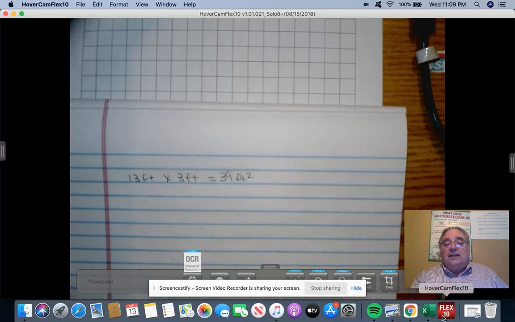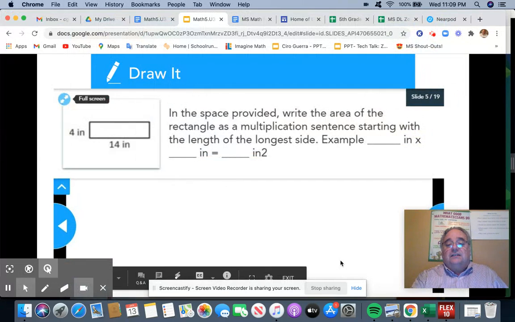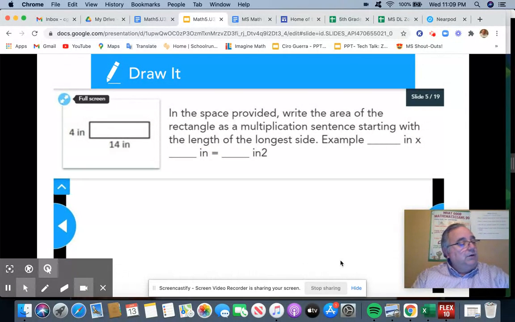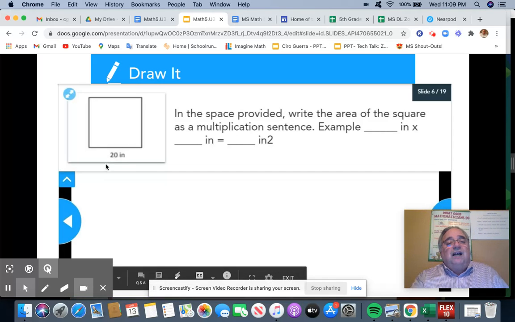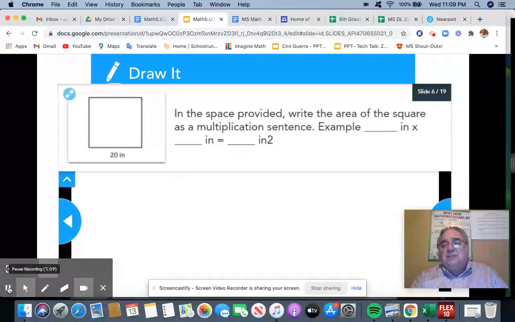All right, so the next one is 14 times 4 equals 56 inches squared. Now this one I am going to need some help because I couldn't figure it out. I only have one side. Can somebody help me out with that? Can you let me know what that other number is that I'm supposed to be using? I'm going to pause the video in 3, 2, 1, pause.